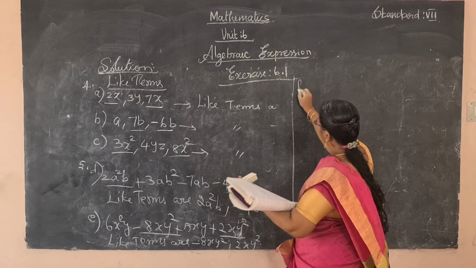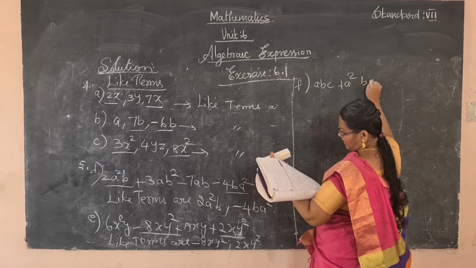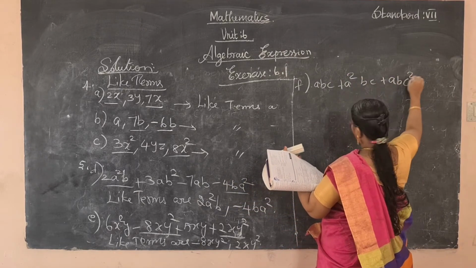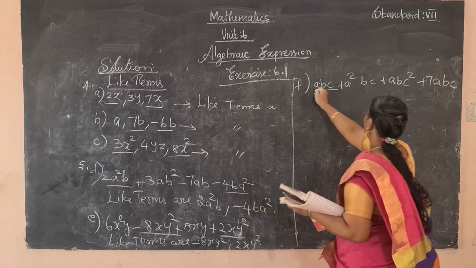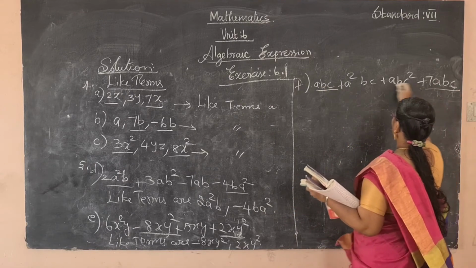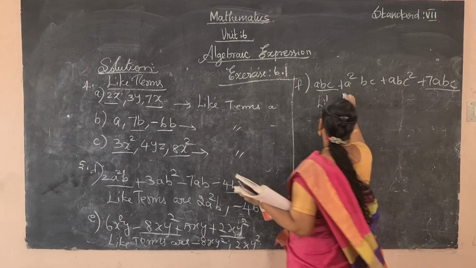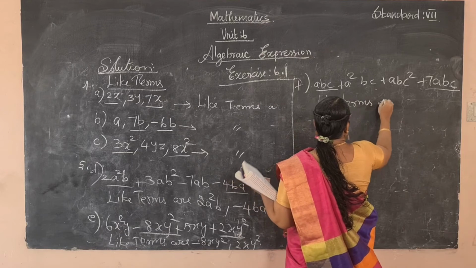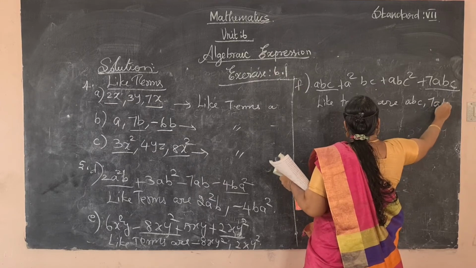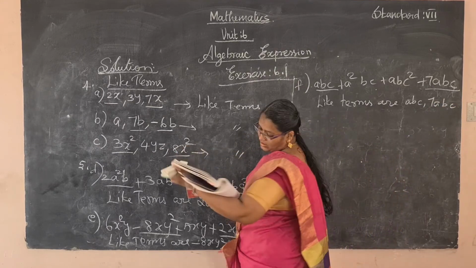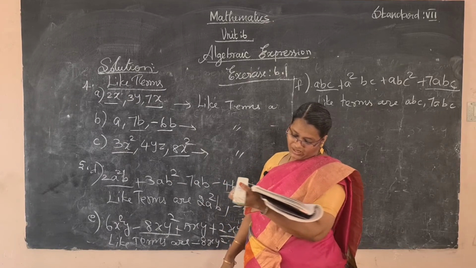F: abc plus a squared bc plus abc squared plus 7abc. So the first term is abc. Is there any other abc term? Here a squared bc, here different. So the like terms are abc and 7abc. That's it. Okay. And next, write down the degree of the following algebraic expression.